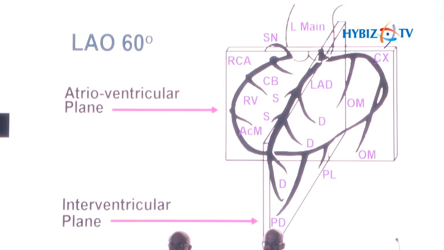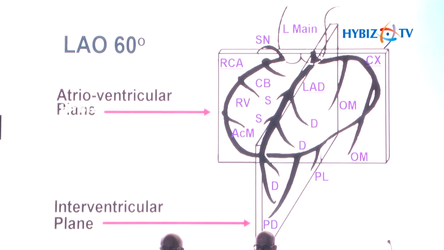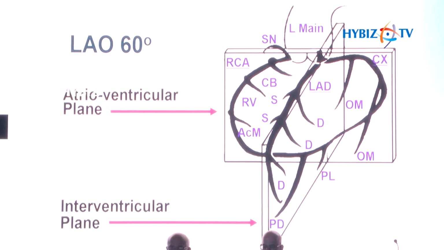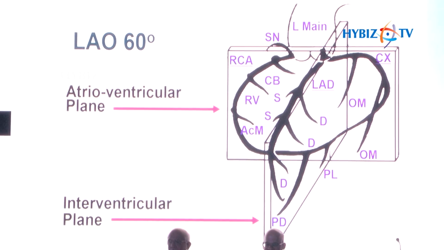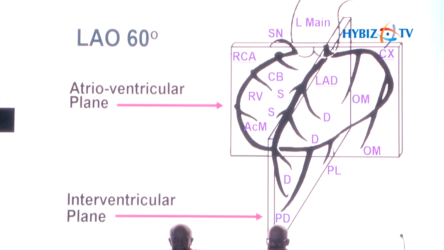The LAO view is orthogonal. What that means is it's directly 90 degrees different. So in that view, the LAD and the PDA come towards you, and the right coronary will come off to the left, and the left coronary, the circumflex, will come off to the right. And so the combination of these views, as well as cranial and caudal, can help you to put together the entire coronary tree.